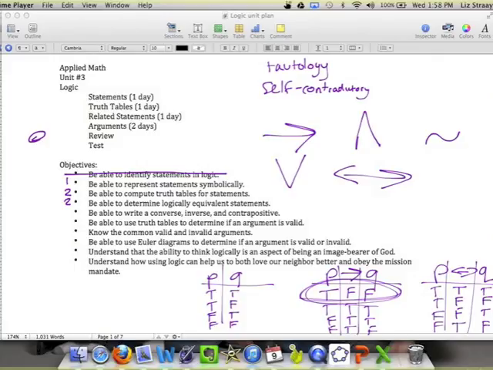Isn't tautology just always true or something? Yep, a tautology will be a truth table that results in all truths, and self-contradictory just results in all falses. Right, so that final answer column of our truth table for a tautology would be all truths. For self-contradictory would be all falses. So be able to recognize after making a truth table if it's a tautology or if it's self-contradictory.